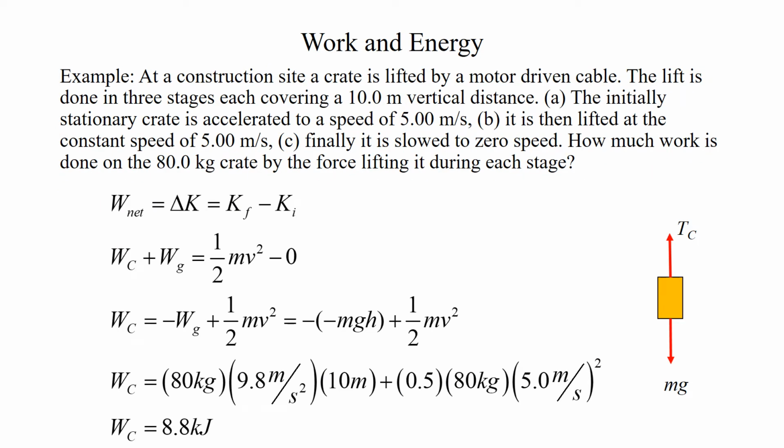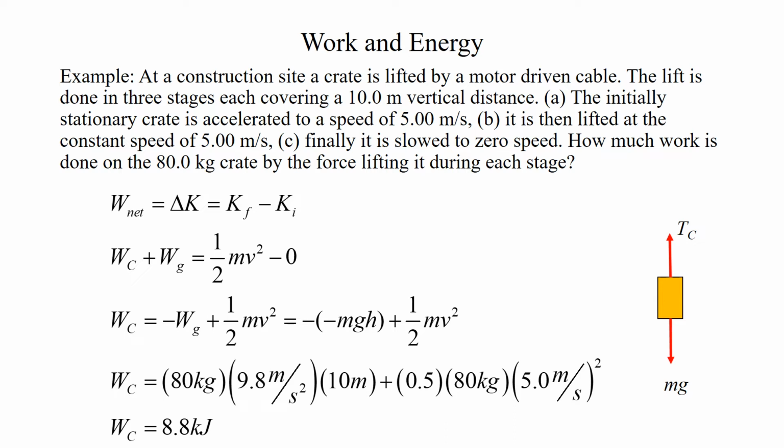Okay, so part A, we're going to start at zero speed, we're at rest, and then accelerate to 5 meters per second. So we have a change in kinetic energy. So we write the work kinetic energy theorem. Work net by all forces equals delta K. Delta K is the change in kinetic energy, and that's always the final minus the initial.